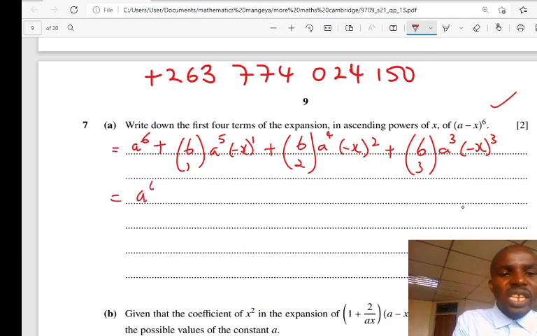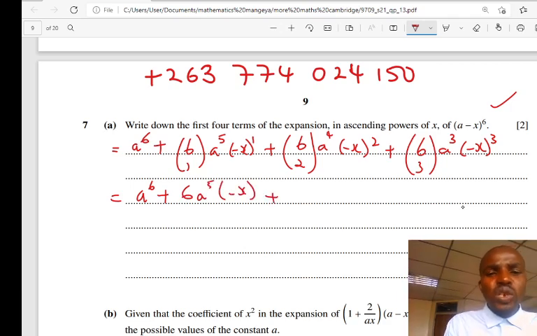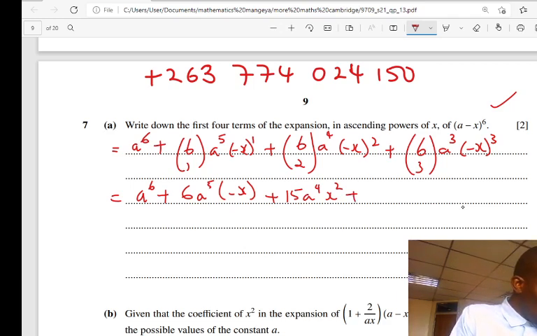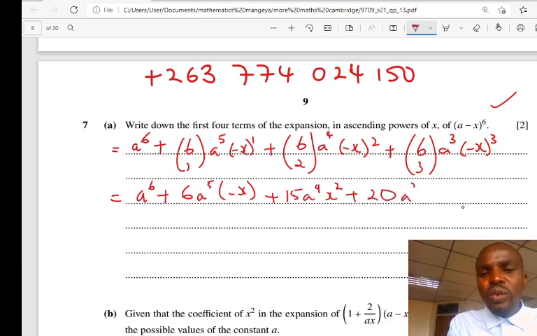Next is a to the power 6 here, plus 6 choose 1 is actually 6. Then because of this minus, let me just simplify this one first. This one will be minus x here, plus 6 choose 2, what is it? 15. Then it will be 15 here, a to the power 4. Then minus x squared is x squared, it will be plus x squared, then plus 6 choose 3 is what? 20, yes. 20, then a cubed, then this one is minus x cubed, like this.